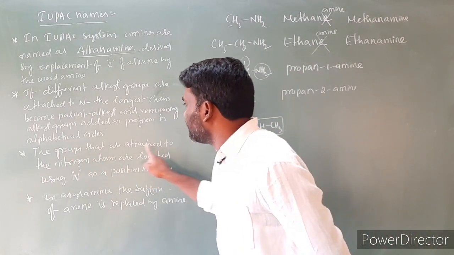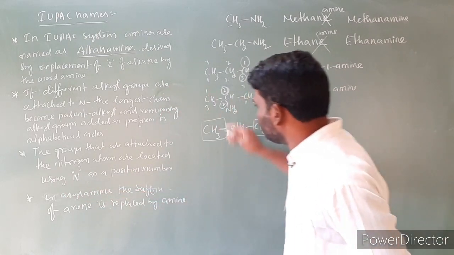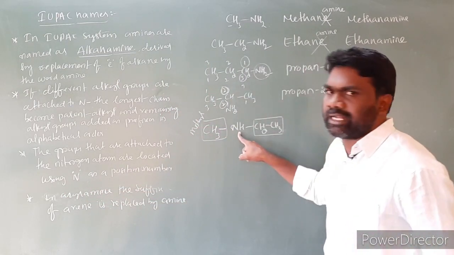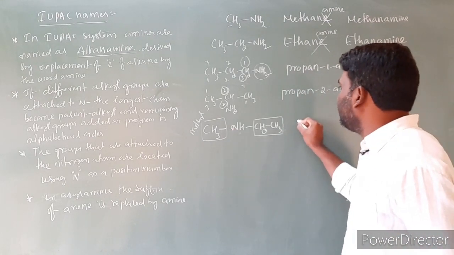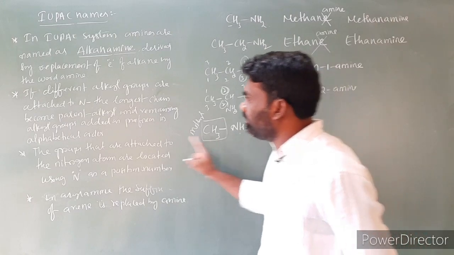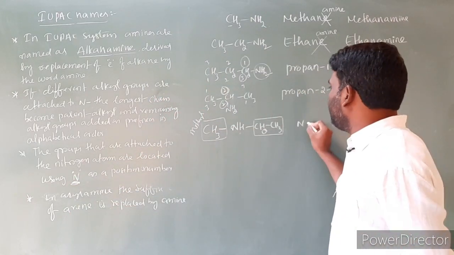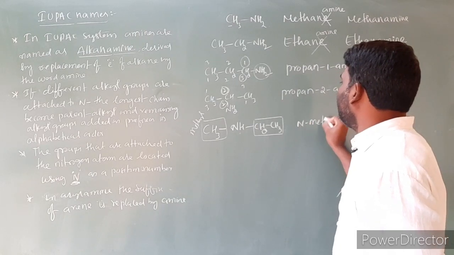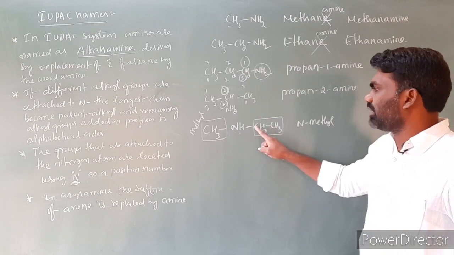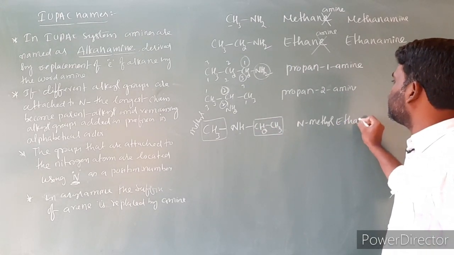The groups that are attached to the nitrogen atom are located using N. So this is the methyl group attached to the nitrogen. So the name is N. This methyl group will be located by using the letter N. What is the group name? Methyl. N-methyl. N-methyl. This is the parent. Then how many carbons are there? 1, 2 carbons. So N-methyl, ethane, 2 carbons is there.